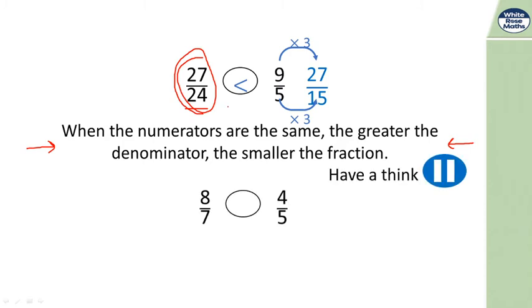So what do you think about this one? How could you make the numerators the same and then compare them and then look at this rule to work out which one's bigger, which one's smaller?